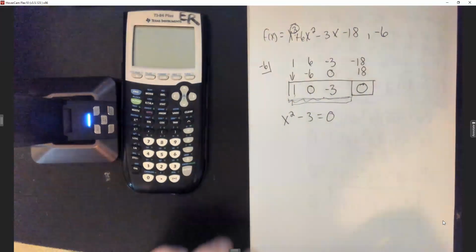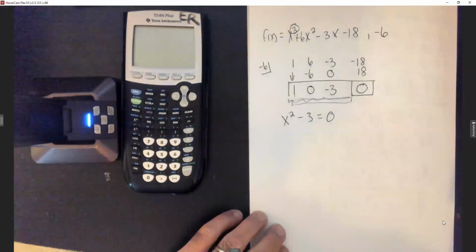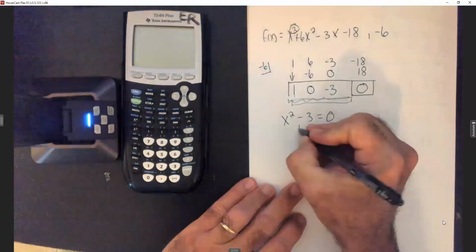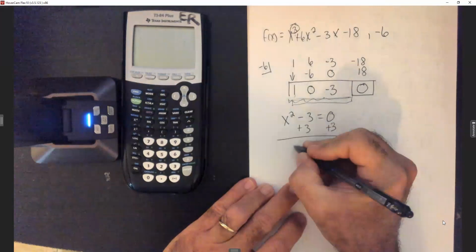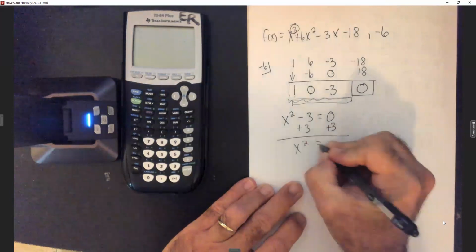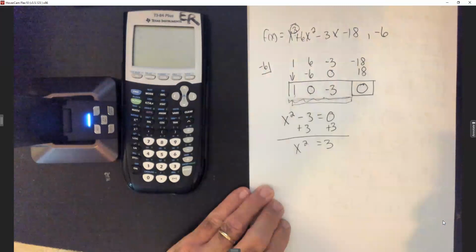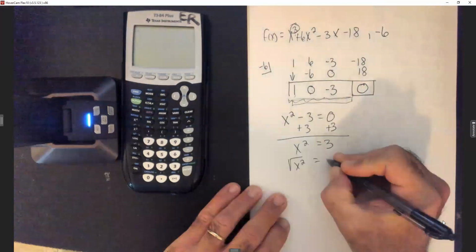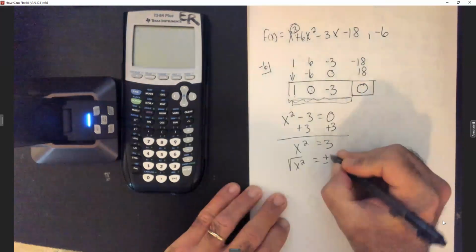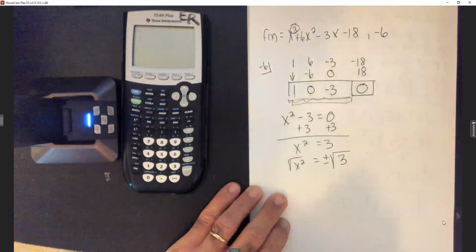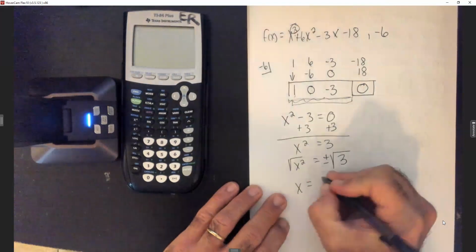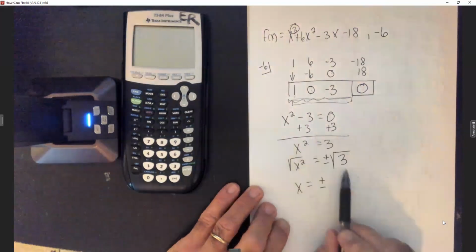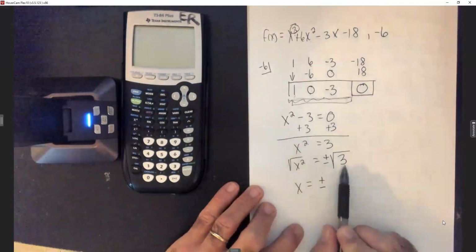So y'all, the easiest way to solve this is to square root it. So add 3, add 3. So I get x squared equals 3. And then remember, I'm going to do square roots. I'm doing square root of a number, so I got to put a plus or minus. So y'all, let's see what happens. Square root of x squared is x equals plus or minus square root of 3.